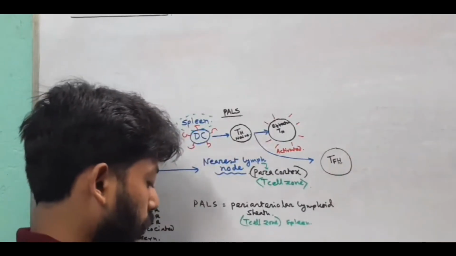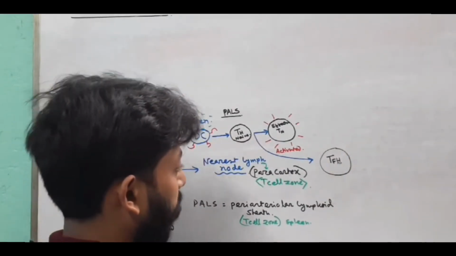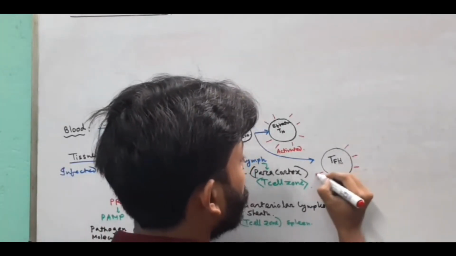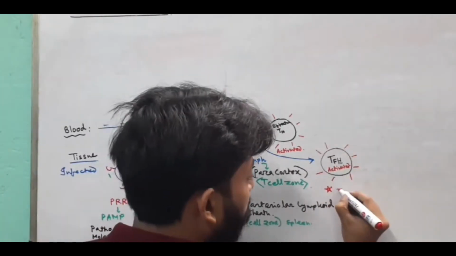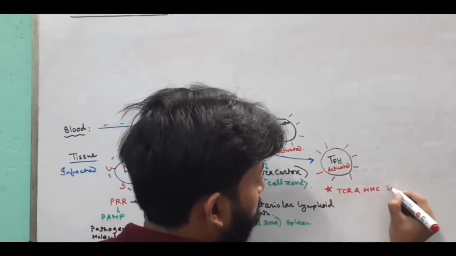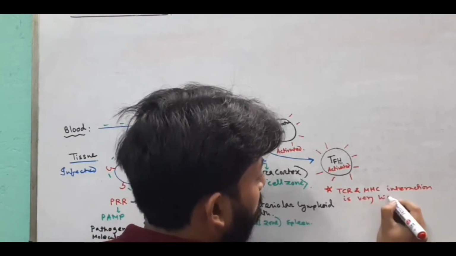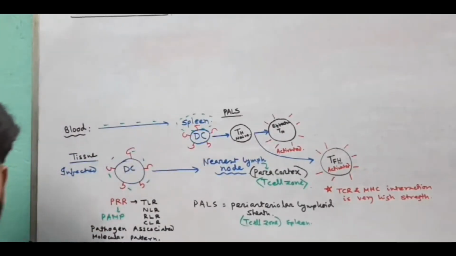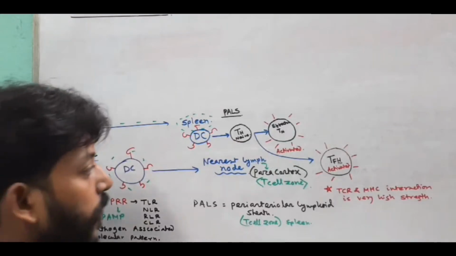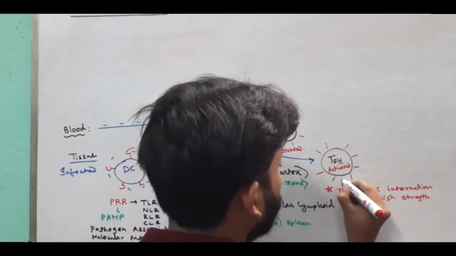This cell is also produced and activated by the dendritic cell. This is very important for B cell activation. If the T cell receptor and MHC interaction is of very high strength, if any T cell recognizes the MHC molecule with high strength, that cell becomes a T follicular helper cell.